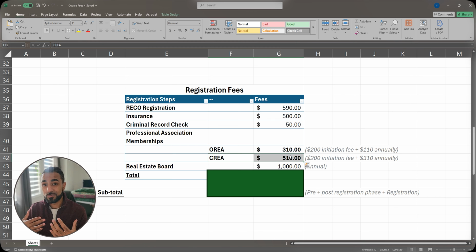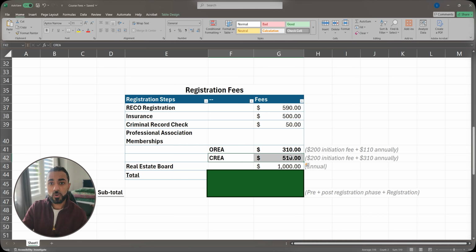Like personally, I don't really register with CREA. I've just registered with the mandatory ones. And you're not at a significant disadvantage at all whatsoever. So it's totally your choice. Some people have it, some people don't. But that is a fee that you can keep in mind in case that's something that you want to be a part of. And then registering with the real estate board.